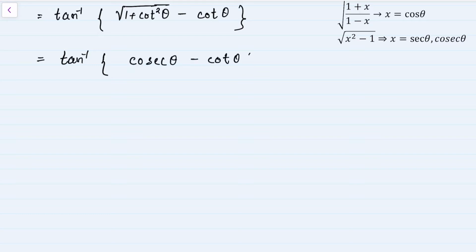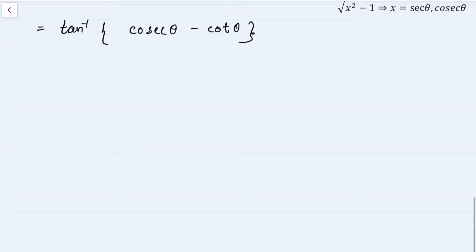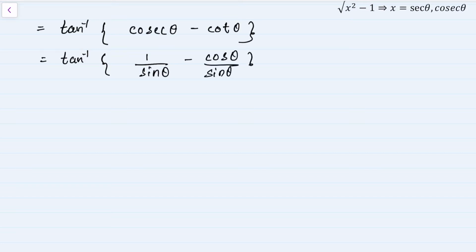Our first priority has now been satisfied. We have already removed the root. Now our second priority is to bring the function inside. So we'll convert cosec and cot in terms of sine and cos. So now we are left with 1 by sine minus cos by sine inside the bracket. Now taking the LCM, we'll get (1 minus cos theta) upon sine theta.